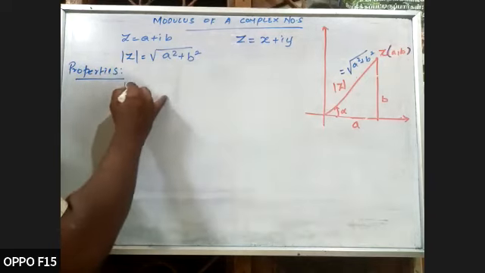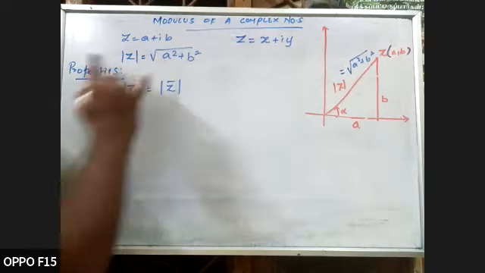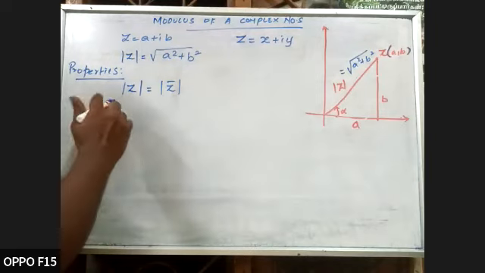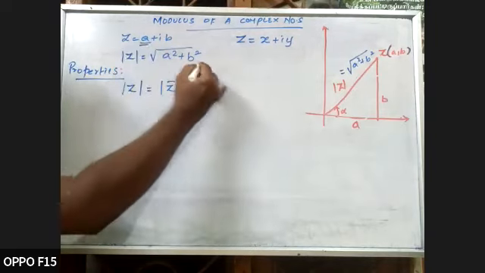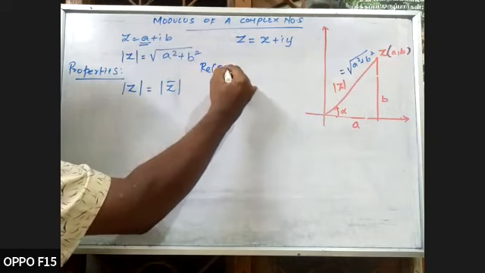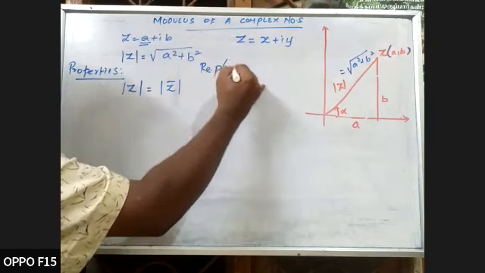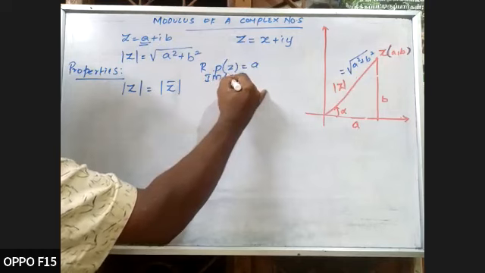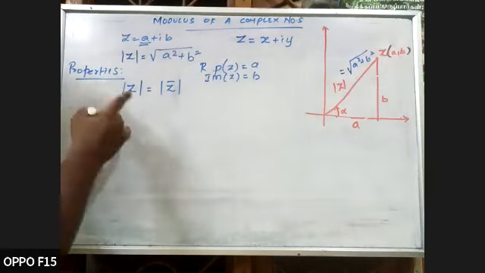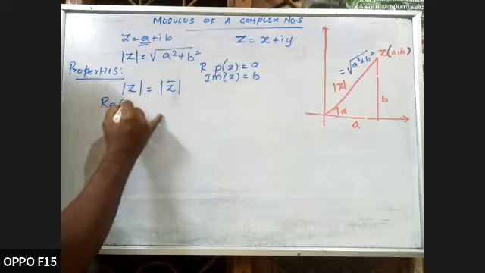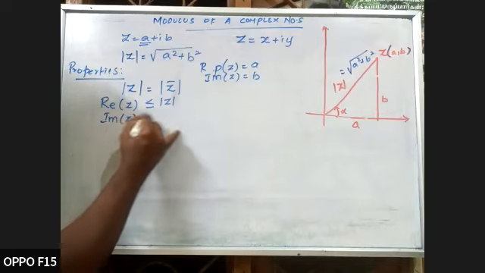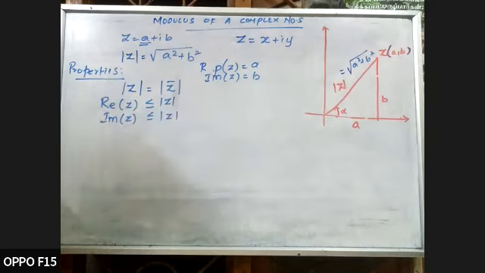Let us see. Modulus of z and modulus of z conjugate are always equal. Next one. இங்க பாருங்க, ரெண்டு பார்ட்ஸ் சொன்னேனே? This is called real part. Real part of z, I can say Re(z). Real part of z is equal to a, and the imaginary part of z is equal to b. Here, for any complex number, the real part of z is less than or equal to modulus of z. Similarly, the imaginary part of z is less than or equal to modulus of z.